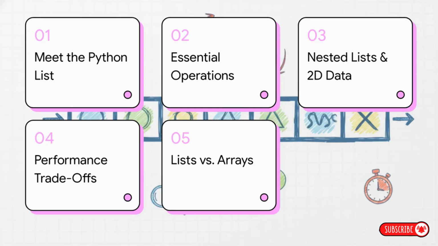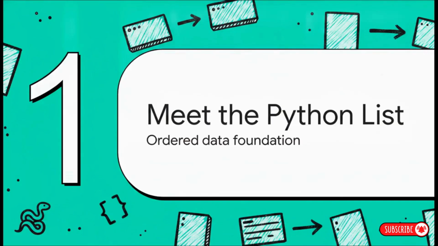Here's our roadmap for today. We'll start by meeting the Python list, then cover essential list operations. After that, we'll dive into nested lists and 2D data, explore some important list performance trade-offs, and finally compare standard Python lists to arrays. All right, let's kick things off with Section 1, Meet the Python list, the foundation of ordered data.